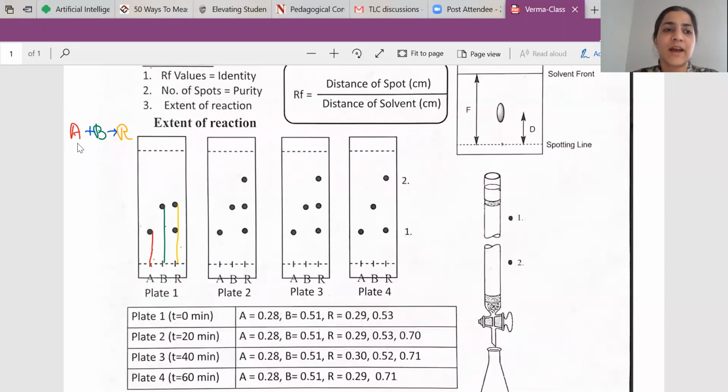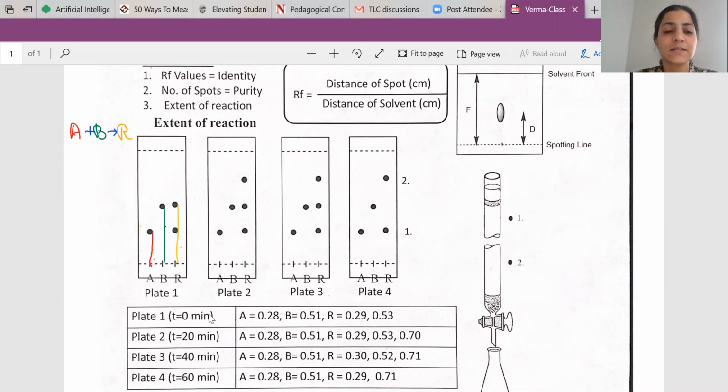Let's say for a chemical reaction A plus B, a student wants to figure out after how long the compound R will be forming. For this, TLC is one of the most inexpensive ways of doing this. The student will have to put up multiple TLC plates at different times of the reaction.